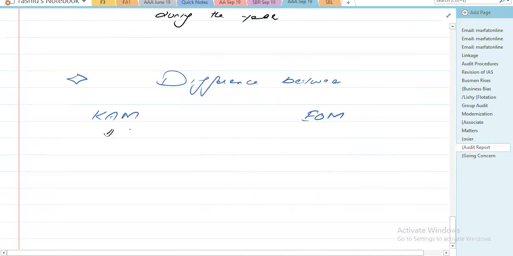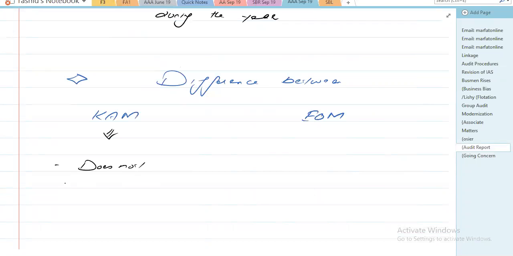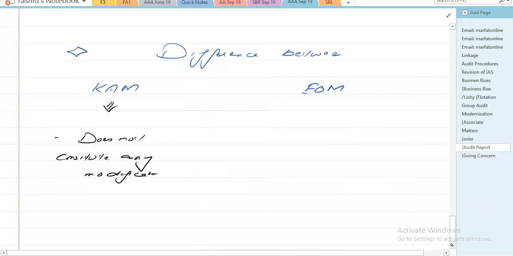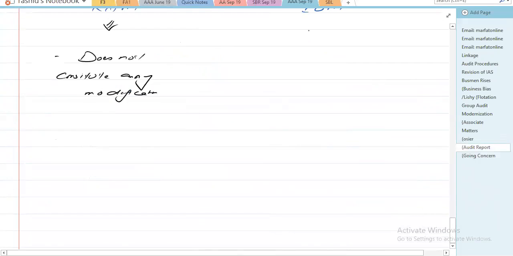First of all, CAM does not constitute any modification. With the inclusion of CAM, the opinion and report remains unmodified. And when you talk about the EOM, emphasis of matter paragraph, report is modified. This is the first difference.